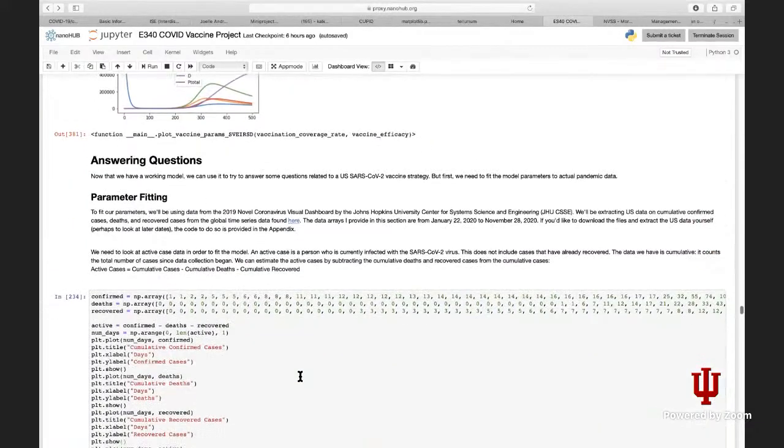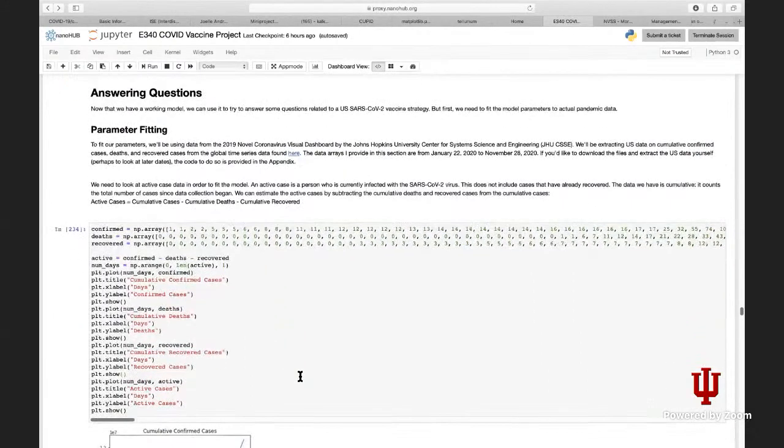All right, so now going on to the fun part where we actually try to answer some questions. So we have the two questions that we're trying to answer. This is a parameter fitting portion. And I have already downloaded the data for cumulative cases, deaths, and recovered cases, January 22nd through November 28th. And I have the code to extract that data from the files in the appendix, but we're not going to go through that.